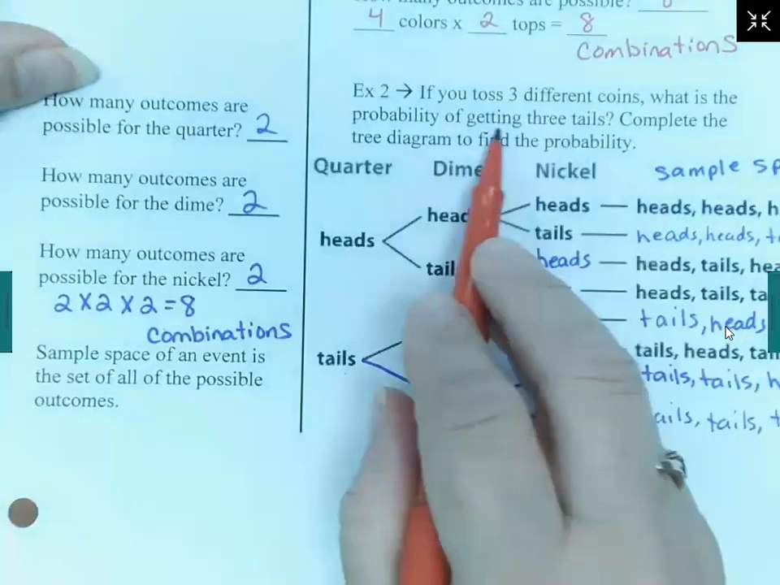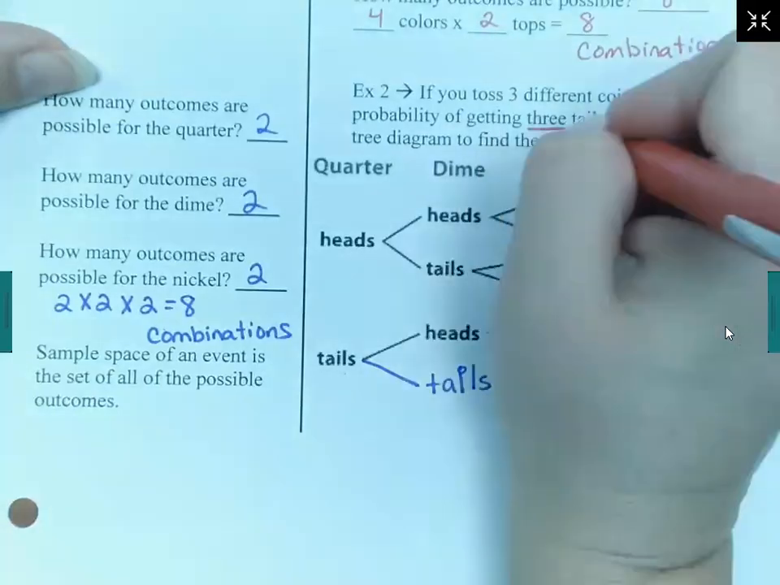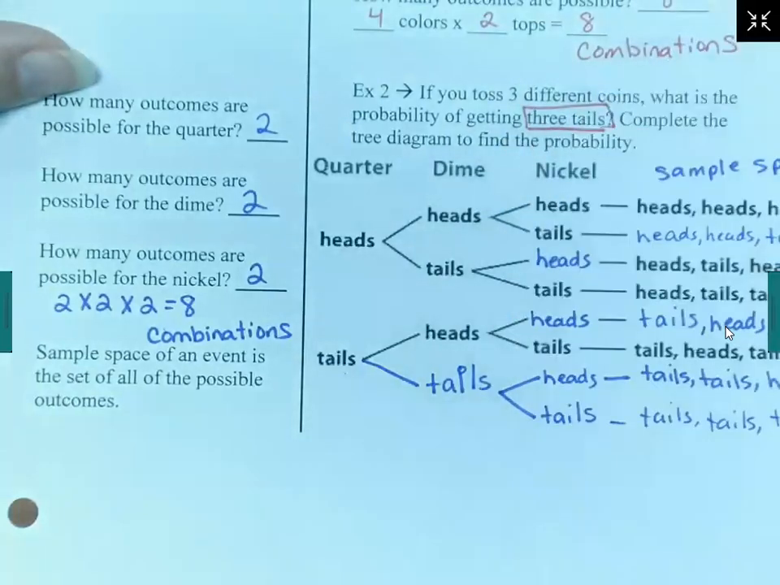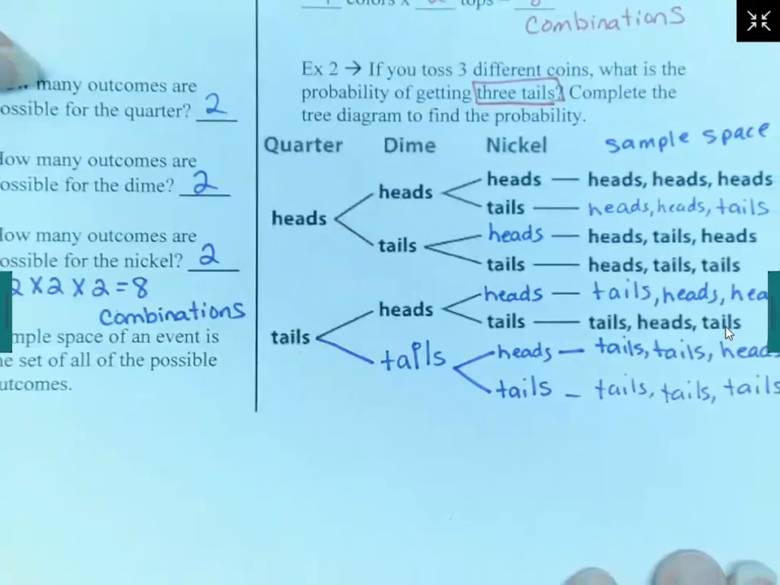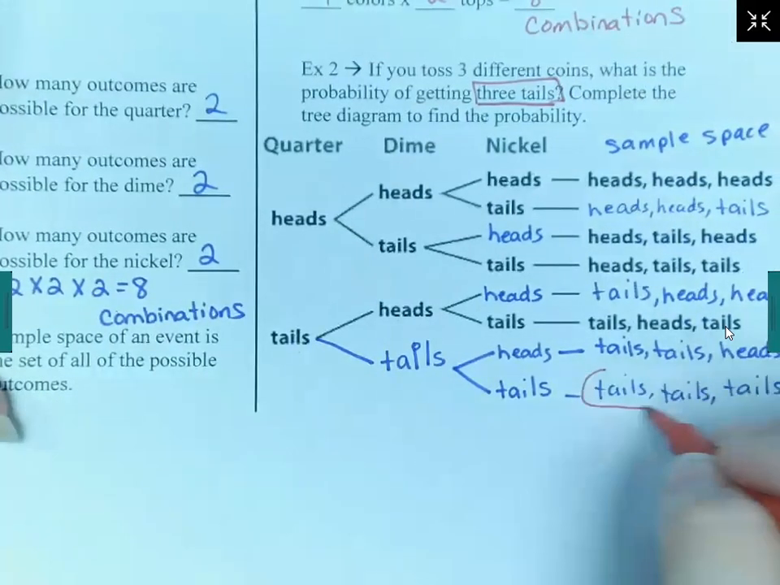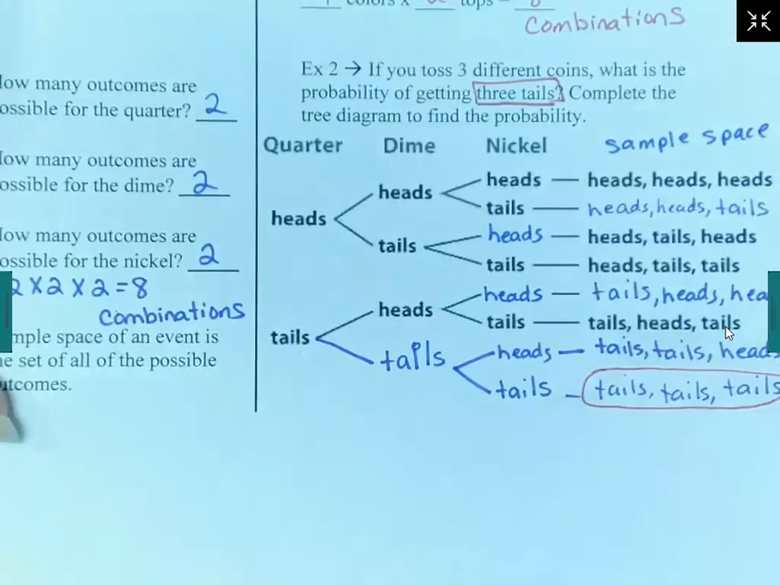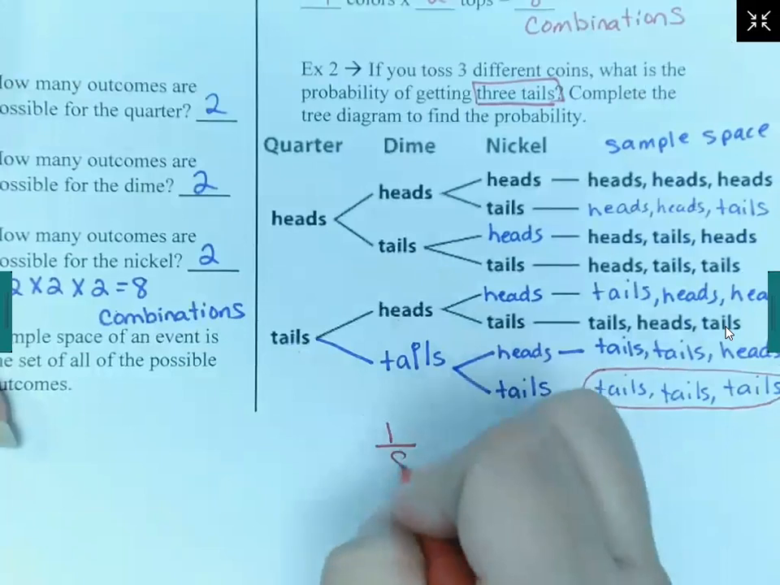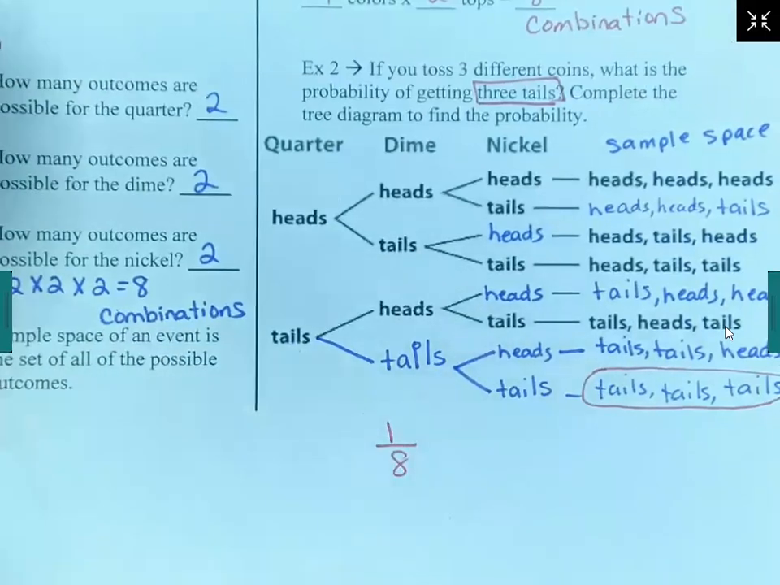If you toss 3 different coins, what is the probability of getting 3 tails? That's my event. Do you see where I have 3 tails? Where? The very bottom one. Any other place? No. So it could happen 1 out of 8, because there was an 8 total. Questions?